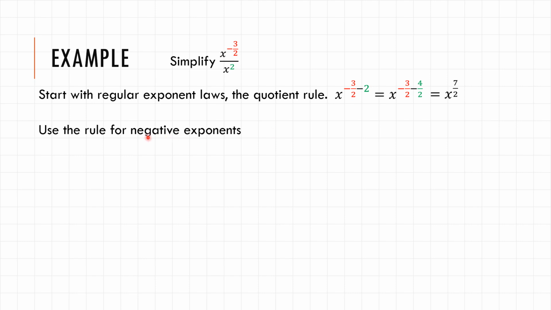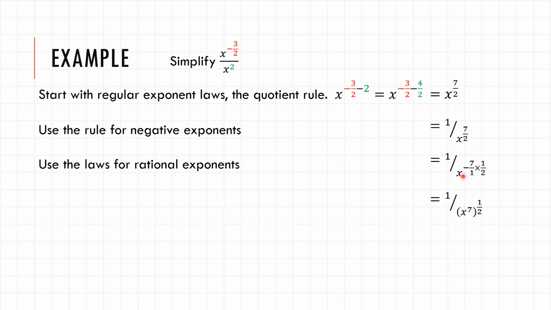Now let's use the rule that we already know about negative exponents. We can take the entire power and move it into the denominator and change that exponent to positive. From there, we can use the law for rational exponents to make this 7 over 1 times 1 over 2. And this would just be x to the power of 7, all to the power of 1 over 2. And of course, the power of 1 over 2 means take the square root.